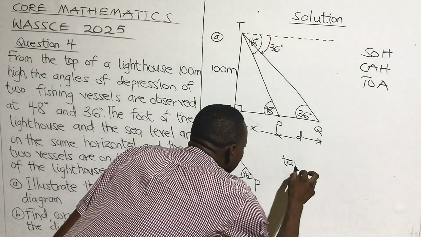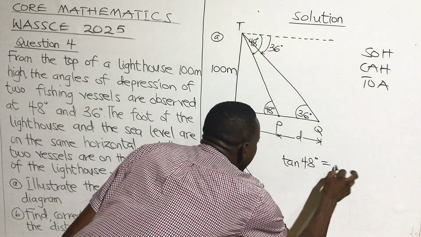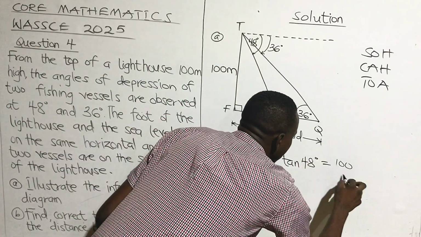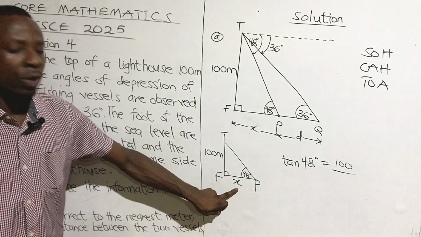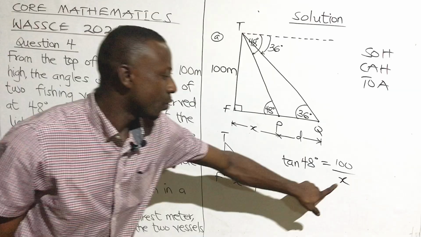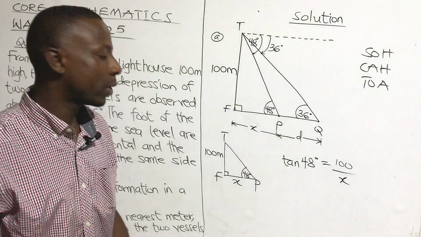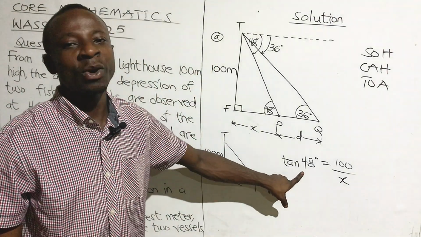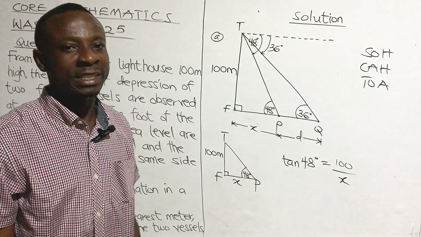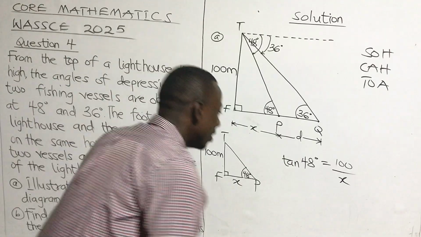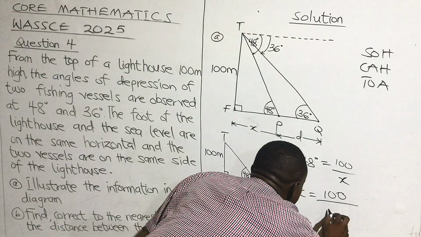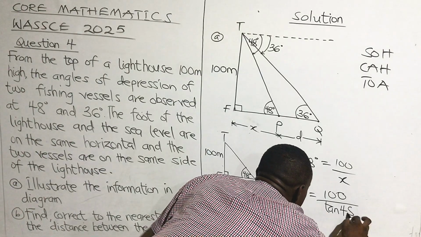So we have tan of the angle, which is 48 degrees, is equal to opposite O, which is 100 over the adjacent. We have the adjacent to be X. So from here, we want to find X. To do this quickly, the X will take the position of the tan 48. Then tan 48 will also take the position of X. So here, we will swap them. So we have X is equal to 100 all over tan 48 degrees.